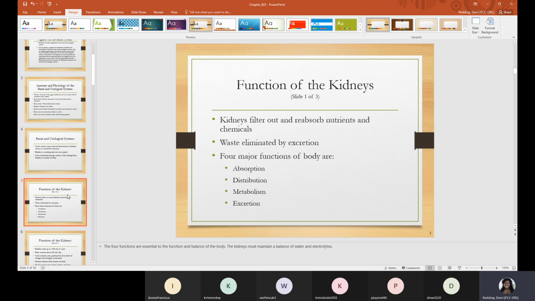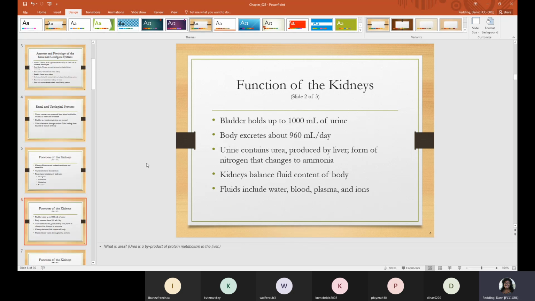And remember, there are two ways how something can be excreted. That's through liquid waste or solid waste. So now that we learned about the four functions of the body, which is absorption, distribution, metabolism, and excretion, that abbreviation is better known as ADME. And the four functions are essential to the function and balance of the body, which remember, our bodies also have to maintain homeostasis. So the kidneys must also maintain a balance of water and electrolytes. So we're learning about the functions of the kidneys. Let's continue.